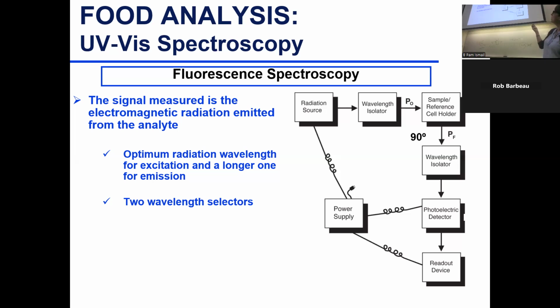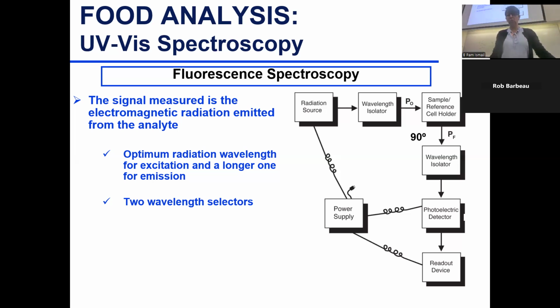So we just want the one wavelength. Again, we want to keep it monochromatic. We'll select one wavelength that has the maximum fluorescence for the compound of interest. So that's why in this instrument, we have two isolators or monochromators. Okay, and then it goes to the detector, and then we get the readout.